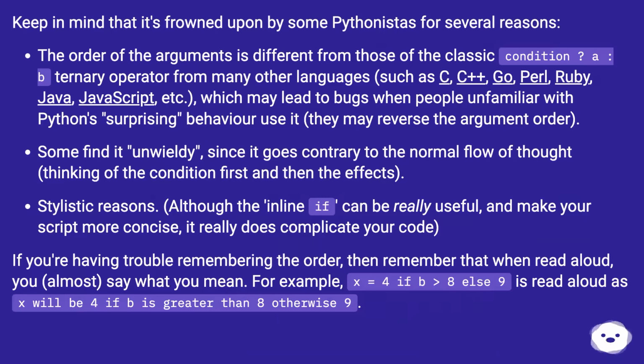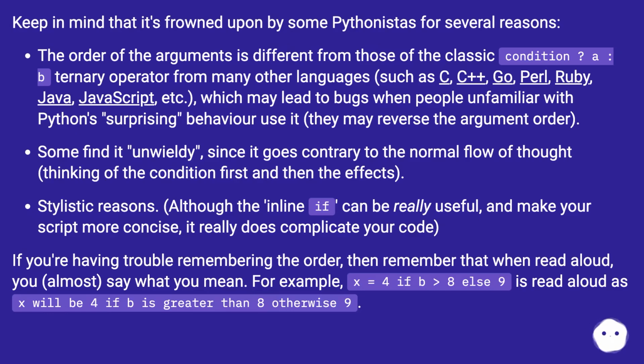Keep in mind that it's frowned upon by some Pythonistas for several reasons. The order of the arguments is different from those of the classic condition ? A : B ternary operator from many other languages, such as C, C++, Go, Perl, Ruby, Java, JavaScript, etc., which may lead to bugs when people unfamiliar with Python's surprising behavior use it. They may reverse the argument order.